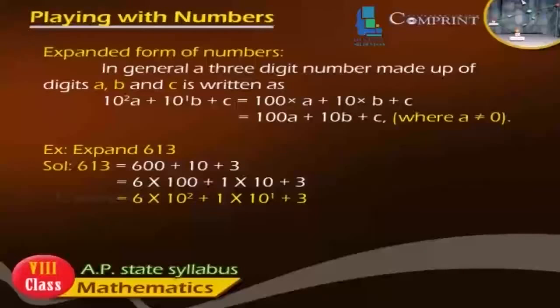100 plus 1 into 10 plus 3 is equal to 6 into 10 square plus 1 into 10 to the power of 1 plus 3.